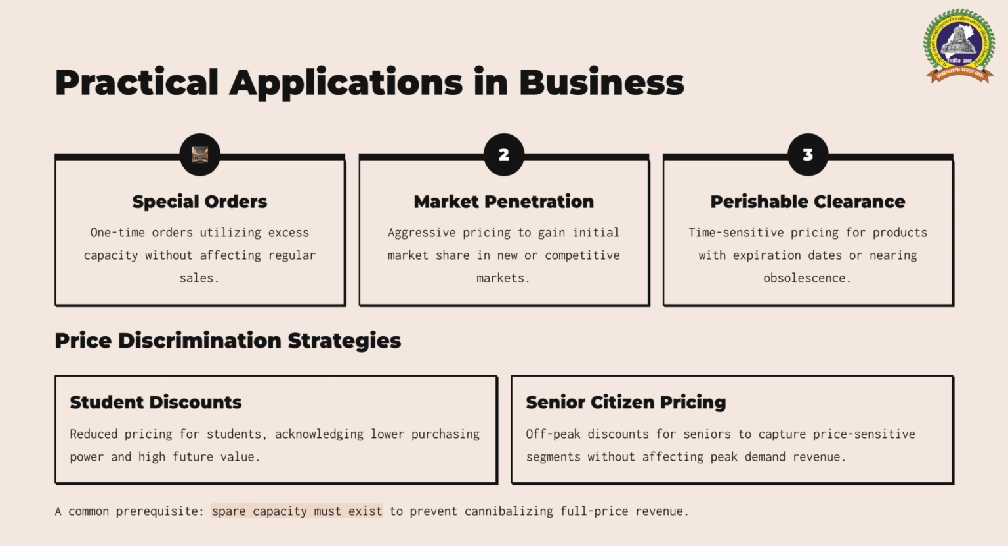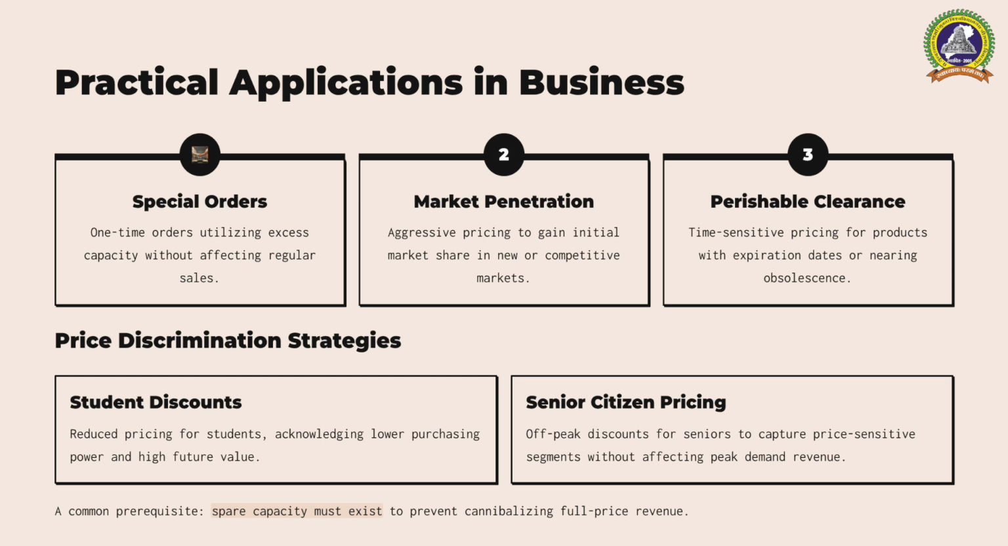Where do we see this applied in the real world? First, in special orders. If a factory has unused machines, accepting a one-time order at a lower price keeps the workforce active and contributes to overheads. Second, in market penetration, companies might enter a fierce market at a marginal cost price to steal market share, intending to raise price later. Third, with perishable goods, consider fresh fruit or fashion items. As the expiration date approaches, the inventory loses value. Selling at marginal cost avoids a total loss.